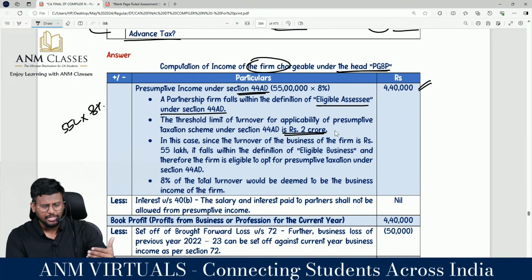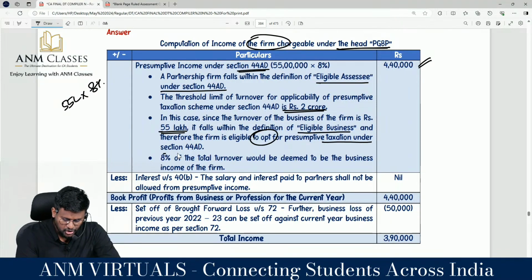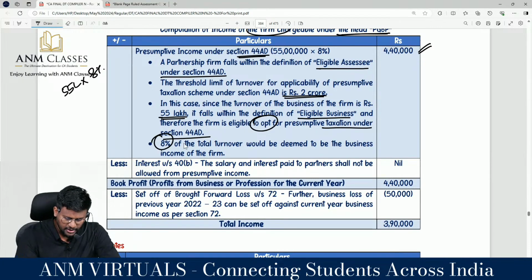But for our examination, they have increased it to 3 crore, my dear lovable students, if the total cash dealings is within 5%. In this case, since the turnover of the business of the firm is 55 lakh, it falls within the definition of eligible business and therefore the firm is eligible to opt for presumptive taxation under 44AD. 8% of total turnover would be deemed to be the business income of the firm.